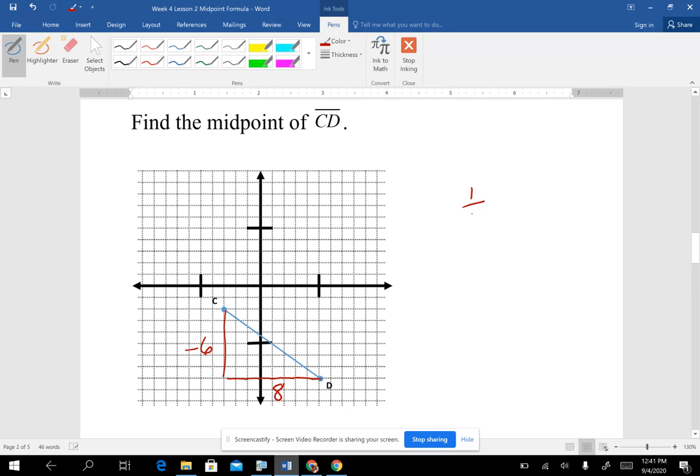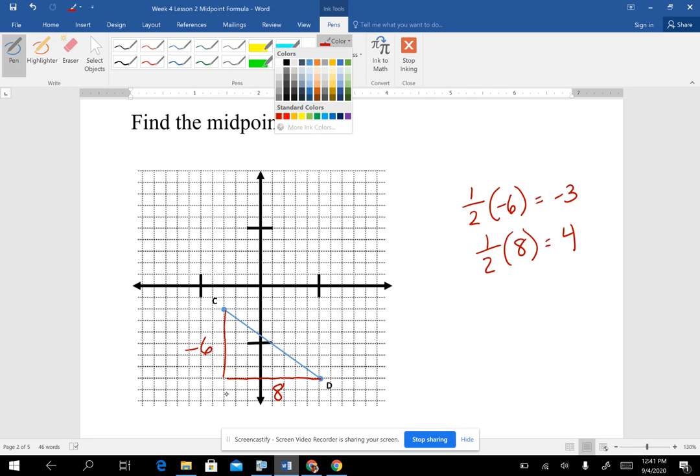So if I go down half of 6, and I go over to the right half of 8, I could get to my halfway point. I'll switch colors and do that. I could go down just 3 and over 4, and ta-da, there's my halfway point. So I'll call that one M.